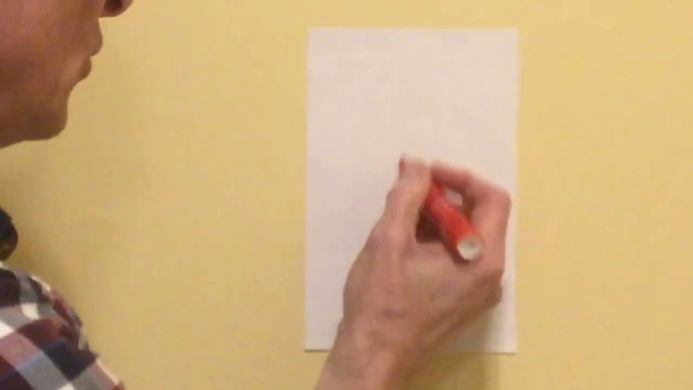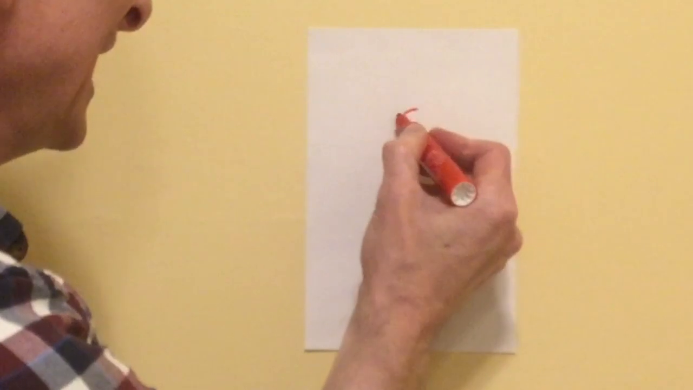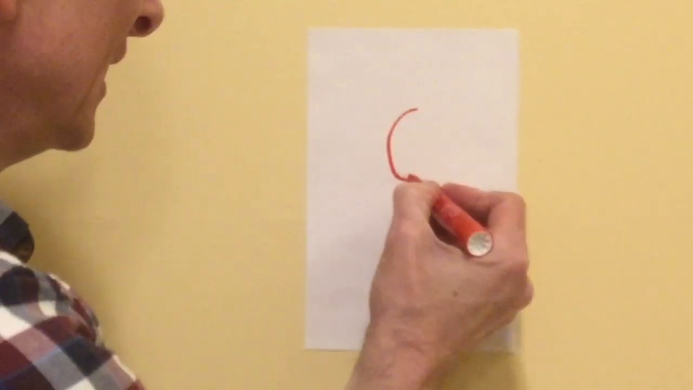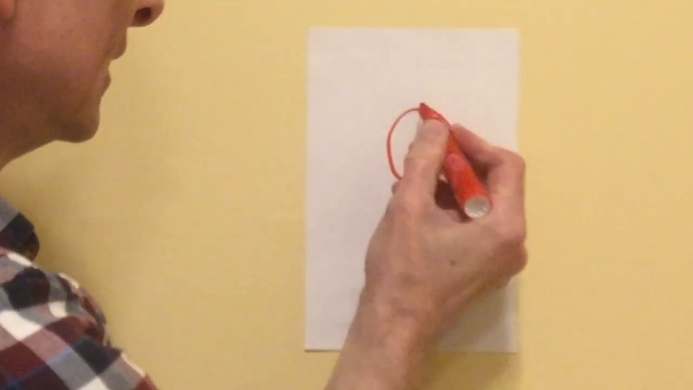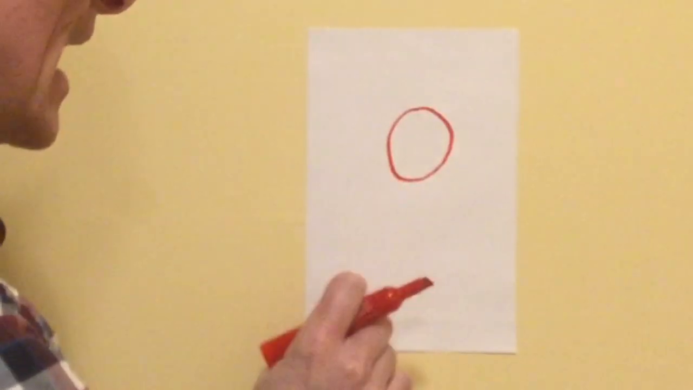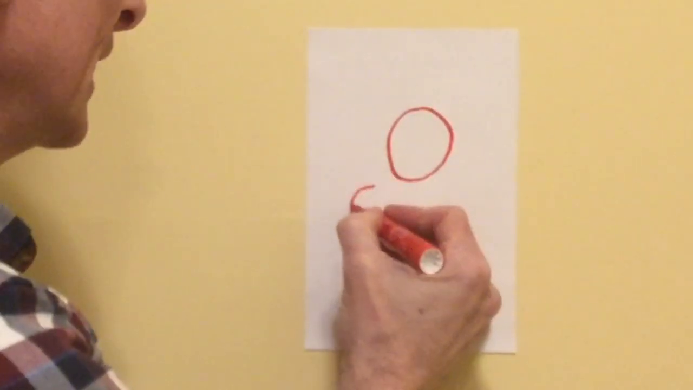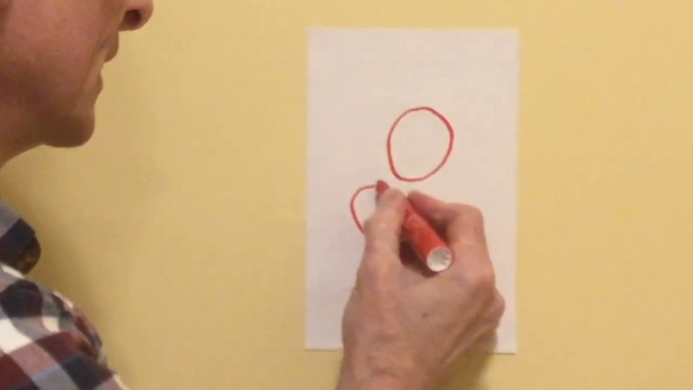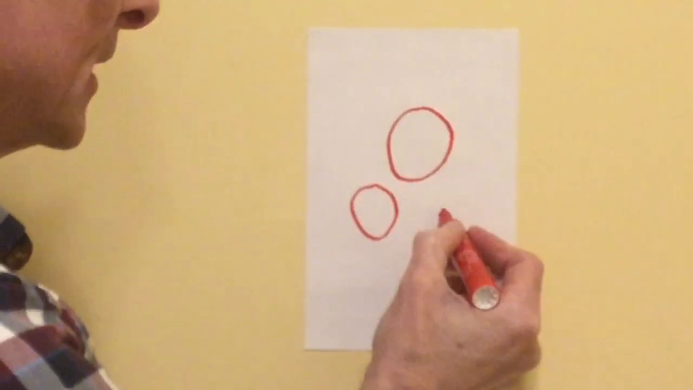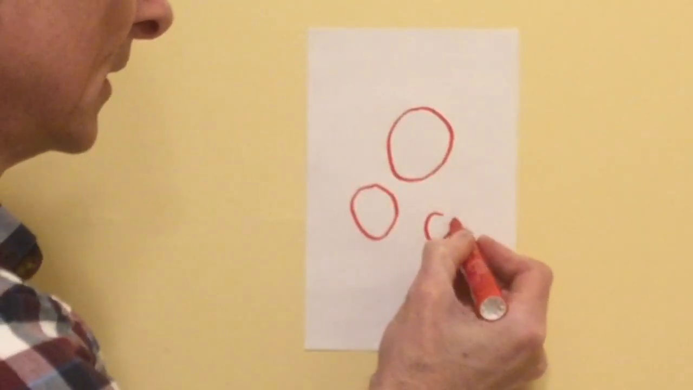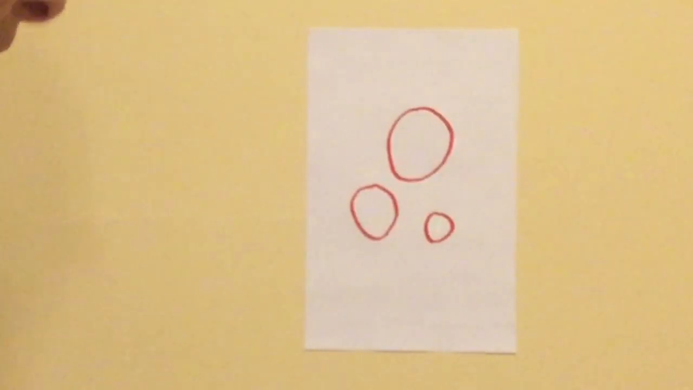Take a look at what I'm thinking. I'll get out my red marker and I'll draw some strawberries. You can help me out at home. Here comes that tricky oval shape. A strawberry's kind of like an oval. It's kind of pointy on the end. Let's do another strawberry. This one's a little bit smaller. This one's the smallest one. Oh, that's a little small strawberry.